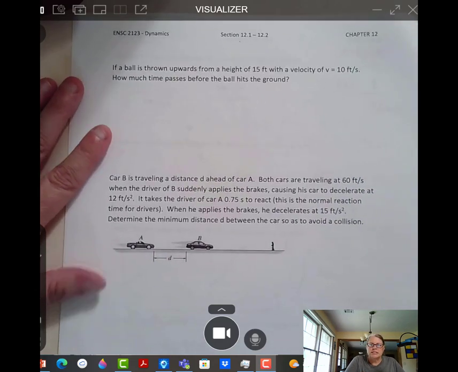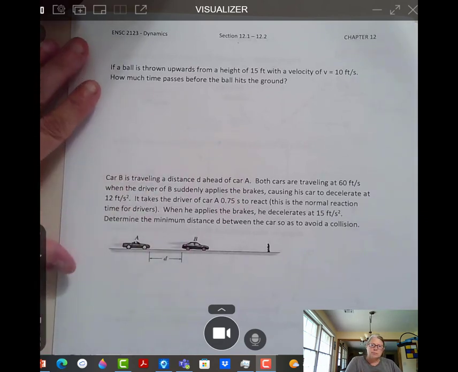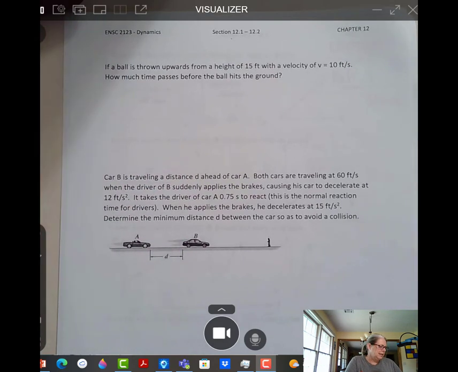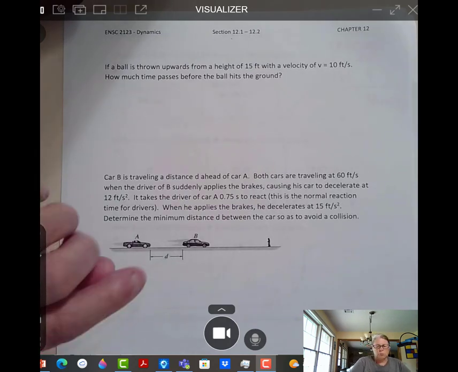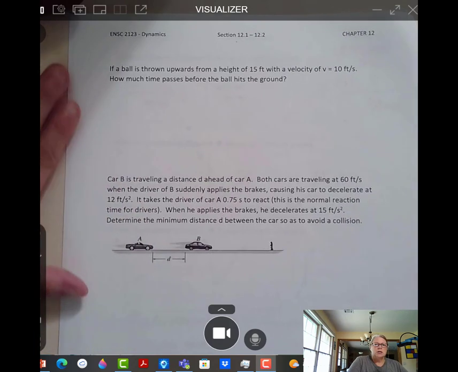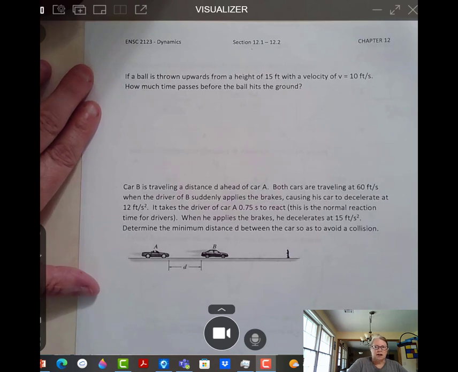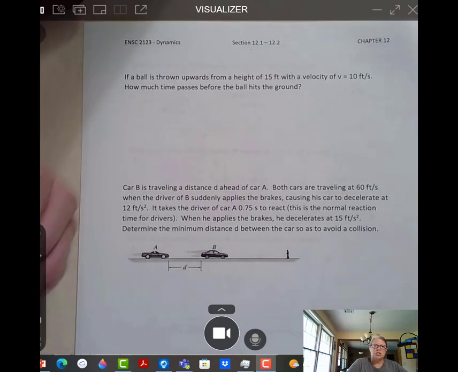Okay, so this is still section 12.1 to 12.2. We're on our 5th page of examples for this very first section in dynamics, looking at kinematics. Remember, kinematics, the things that move, we don't really care about where the force came from, we're just looking at motion. So if a ball is thrown upwards from a height of 15 feet with a velocity of 10 feet per second, how much time passes before the ball hits the ground?